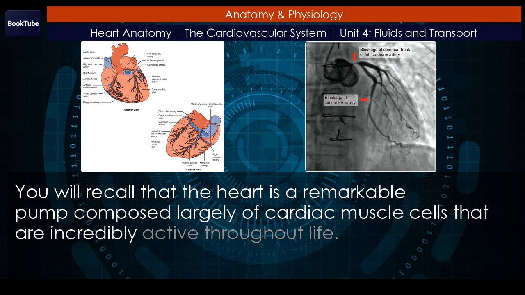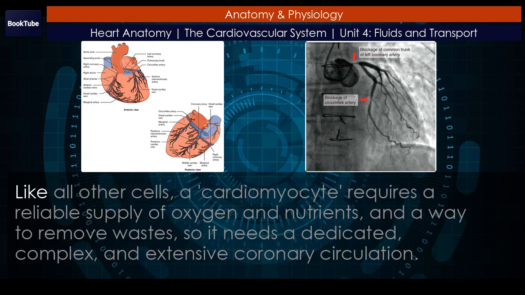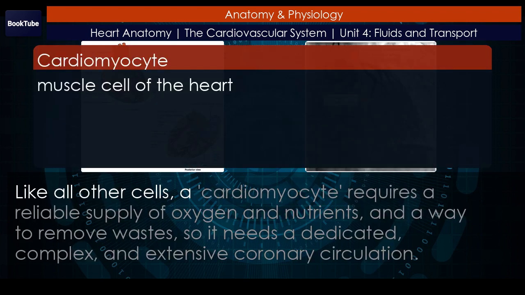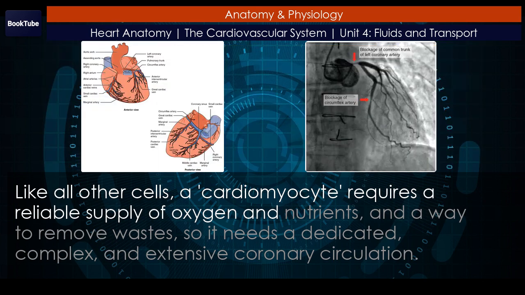Coronary circulation. You will recall that the heart is a remarkable pump composed largely of cardiac muscle cells that are incredibly active throughout life. Like all other cells, a cardiomyocyte requires a reliable supply of oxygen and nutrients, and a way to remove wastes. So it needs a dedicated, complex, and extensive coronary circulation.